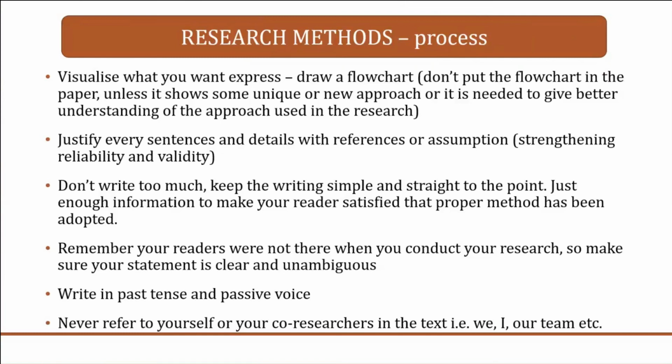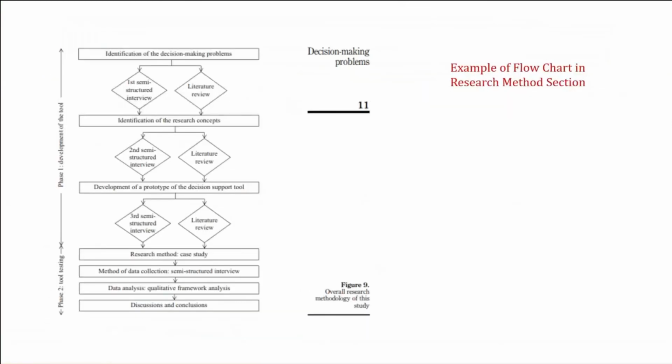And write in past tense and passive voice. Never refer to yourself or co-researchers in the text. For example, I, we, don't put in your text, not just in the research method, anywhere in your paper. Okay, so don't refer to yourself. So this is just an example of a research method flowchart, because they think that this is different, they have a different method, that's why they put in the flowchart.